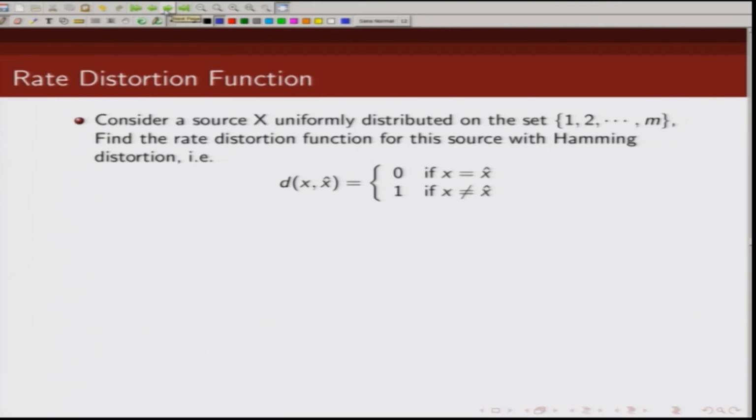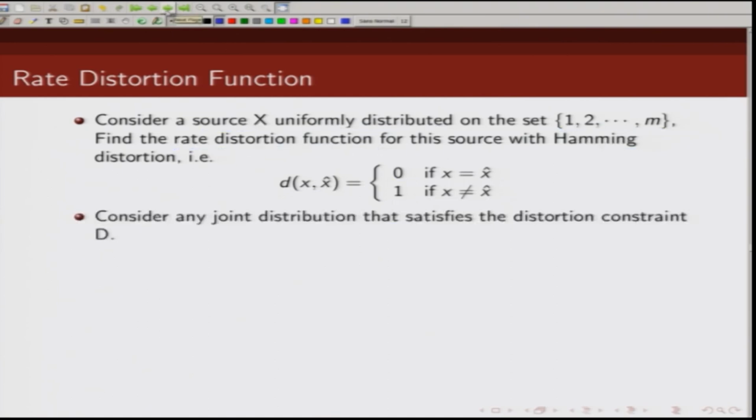Now, let us consider another source. This source is uniformly distributed. So, we have a source which is uniformly distributed in the set 1, 2, 3 up to m. And let us compute its rate distortion function for Hamming distortion. And what is Hamming distortion again? If x is equal to x hat, this is 0, and if x is not equal to x hat, distortion is 1.